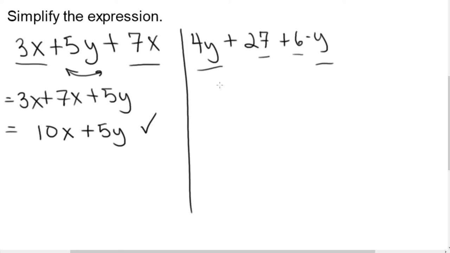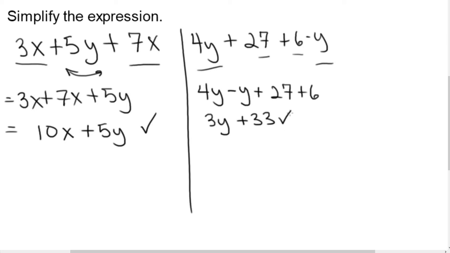But we can regroup these by the associative property. So we have 4y minus y plus 27 plus 6. So 4y minus y is just 3y. 27 plus 6, 33. So that's in simplified form. We can't go any further because 33 is not like 3y. So that's as far as we go as far as simplifying this example.